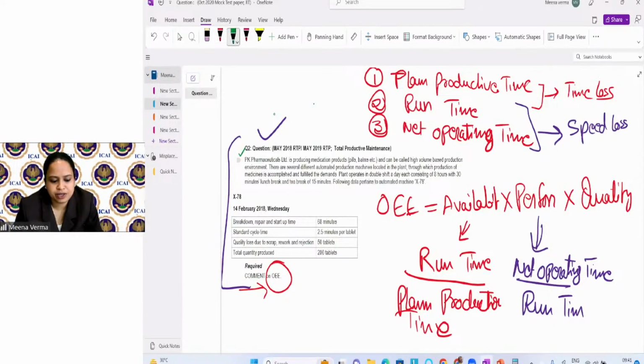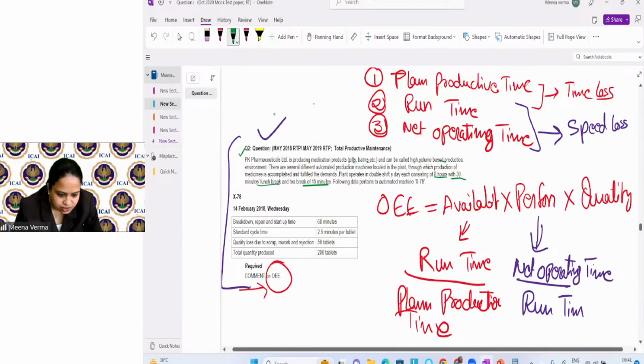Okay, so what is happening? PK Pharmaceutical Limited is producing medication products like pills and balms, etc., and can be called a high volume based production environment. There are several different automated production machines located in the plant through which production is accomplished and demands are fulfilled. The plant operates in double shift a day, each consisting of 8 hours with a 30 minute lunch break and a tea break of 15 minutes. Right?